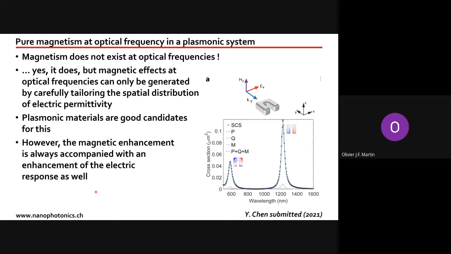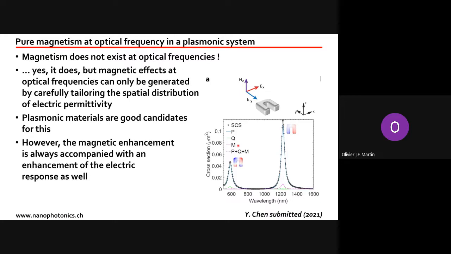So what does that mean? Let's look at this little silver U-shaped particle, and we look at its response as a function of the wavelength. We see that we have different peaks in the scattering cross-section. Now, these peaks in black for the scattering cross-section, we can decompose them in multipoles, like the electric dipole, the electric quadrupole, or the magnetic dipole.